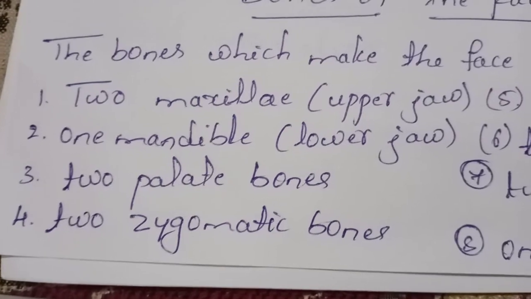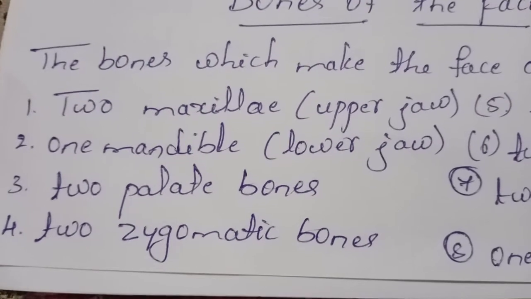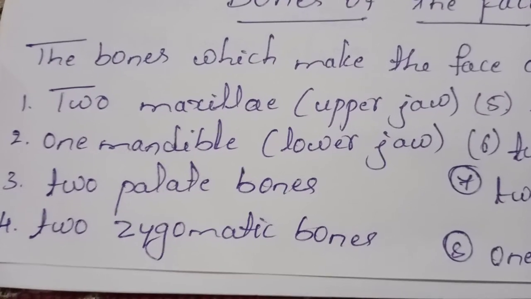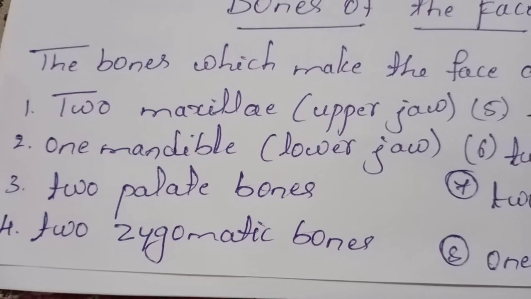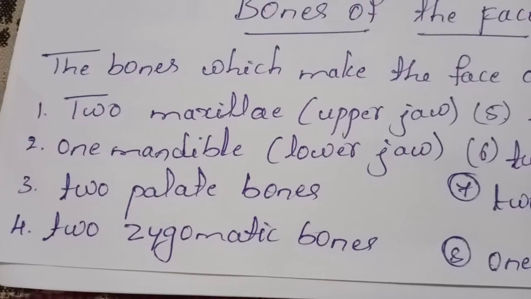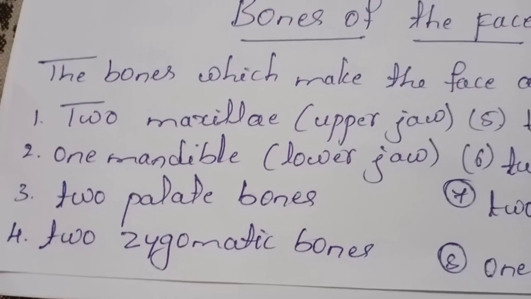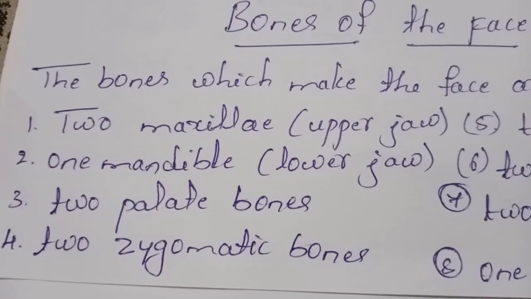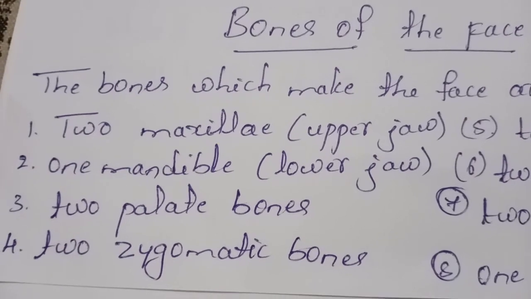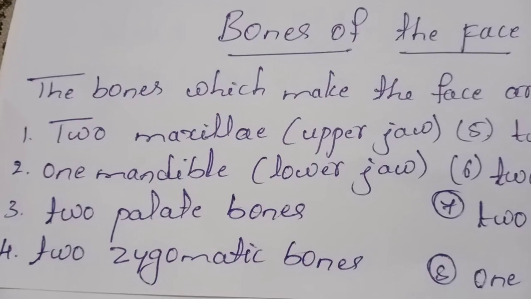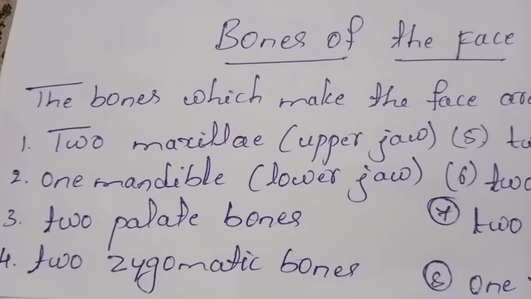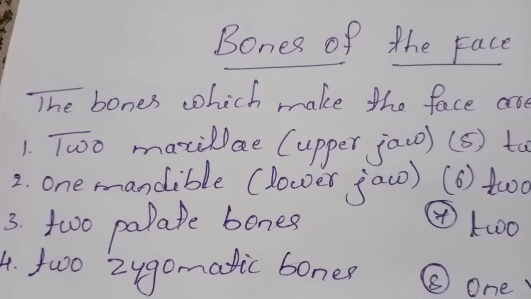Next, zygomatic bones. They are 2 in number. They form a part of the floor of the orbit. Each of them contains a temporal process. This process joins with the zygomatic process of temporal bone and forms the zygomatic arch.